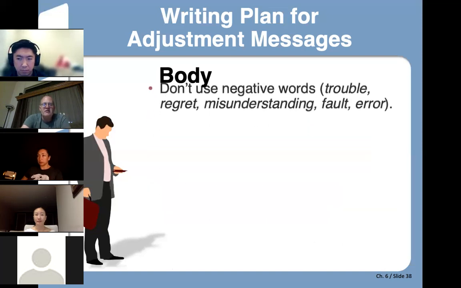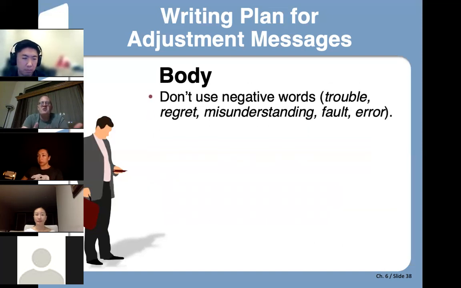So in the body, you don't want to talk about trouble, regret, misunderstanding, fault, or error. These are negative words. What we're trying to do is create lemonade out of lemons. Things are bad. Don't dwell on the badness. Dwell on the fix. So sound positive. These words, trouble, regret, misunderstanding, fault, error, those are all sour milk kinds of words. It's not the right tone.